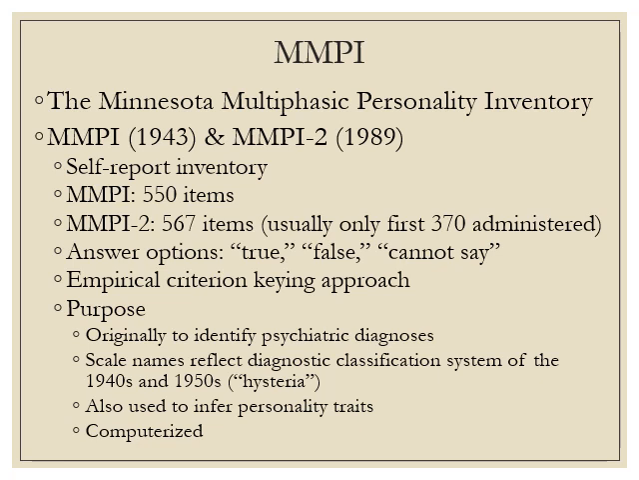It's kind of a huge test, so there are over 500 items in the full inventory. Sometimes you can administer the first 370, which is still a lot of items. That's still pages of true-false items. So the options are true, false, cannot say. This is the empirical criterion keying approach, which we talked about a couple slides ago. The original intent was to identify psychiatric diagnoses, but it's used more frequently in recent times to assess personality traits.